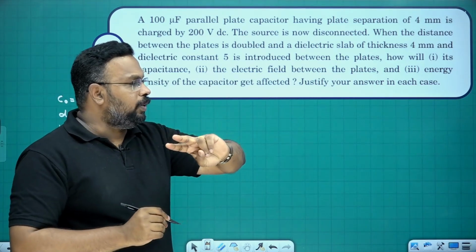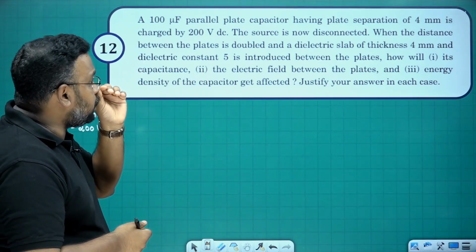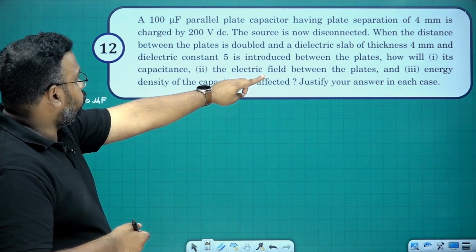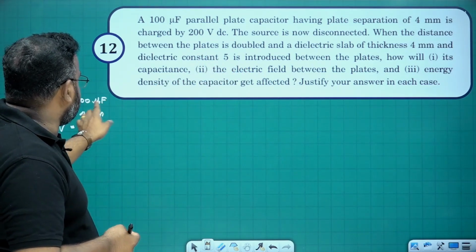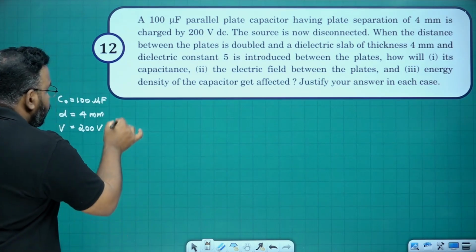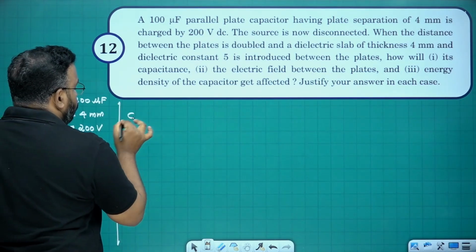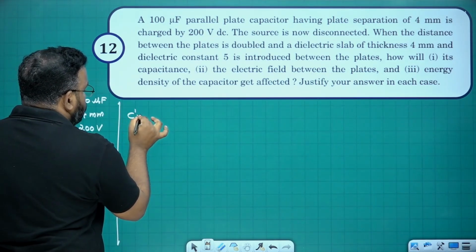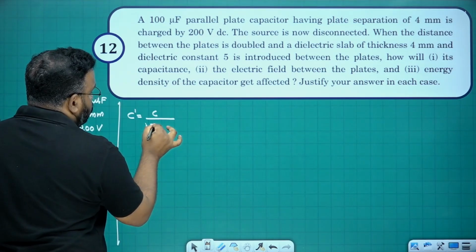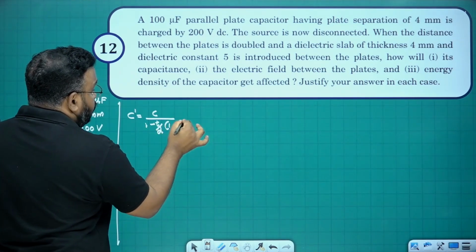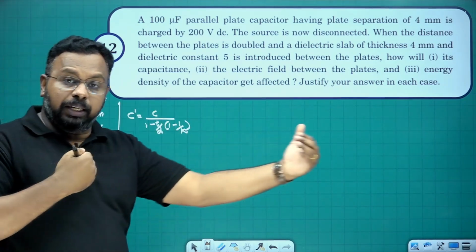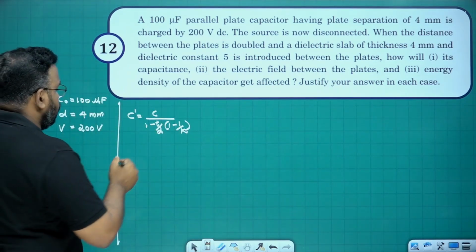So here also, like in the previous case, there are two changes. One is when distance is doubled. Distance is doubled means capacitance will become half. That means it will become 50 microfarad. And then after inserting the dielectric, we have a formula C dash is equal to C divided by 1 minus t by d into 1 minus 1 by K. Here C is after the plate separation is doubled, so that is half of this.